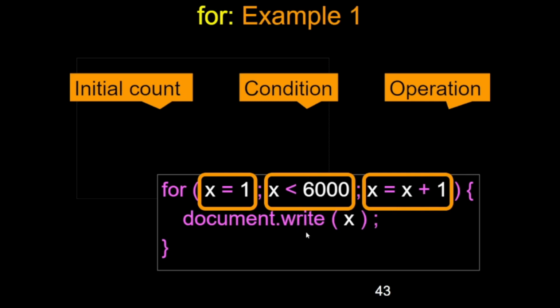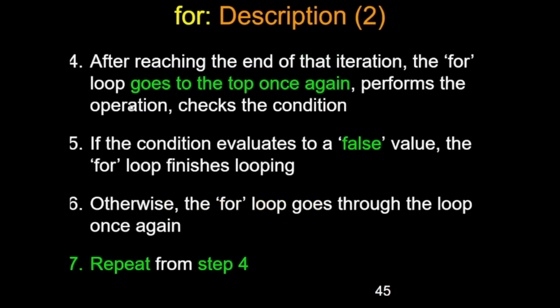It will again go back to the statement execution inside the curly braces. So this loop goes on and on. Step 5: if the condition evaluates to a false value, then the for loop finishes looping. Otherwise, the for loop goes through the loop once again. So this is the description of the for loop, and then the process is repeated from step 4.